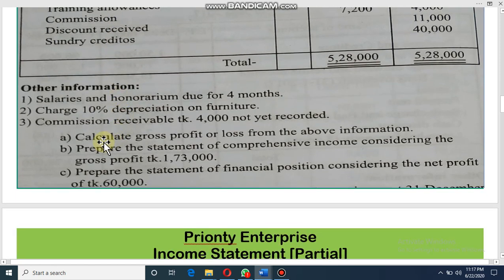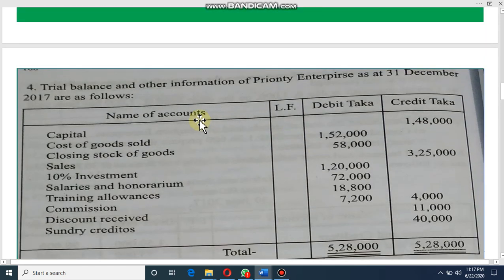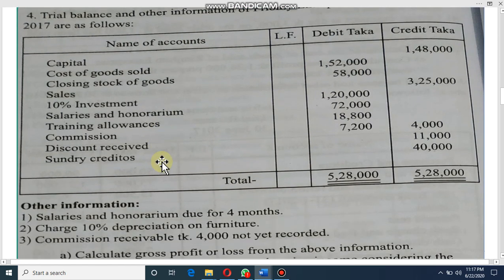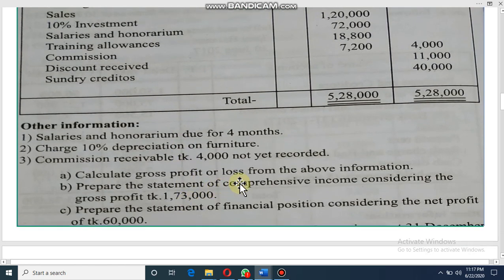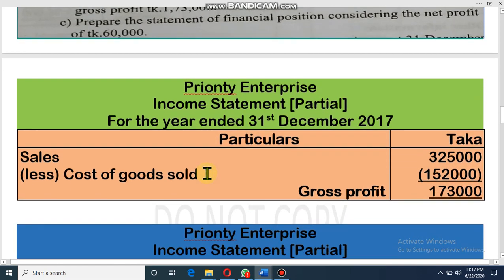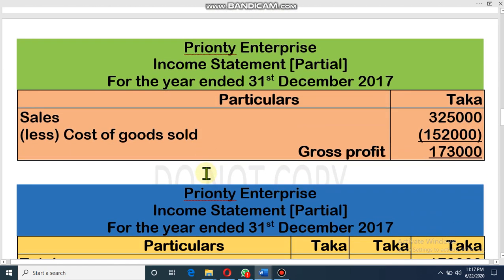Dear student, look at requirement A. Calculate the gross profit or loss from the above information. That means a trial balance is given here, and from this trial balance we have to find the amount of gross profit. And you know the formula of gross profit, which I have discussed earlier. Net sales minus cost of goods sold equals gross profit. Dear student, I repeat, net sales minus cost of goods sold equals gross profit.